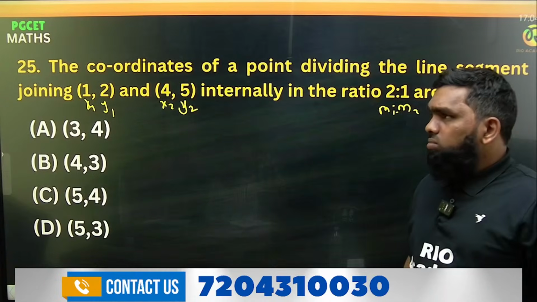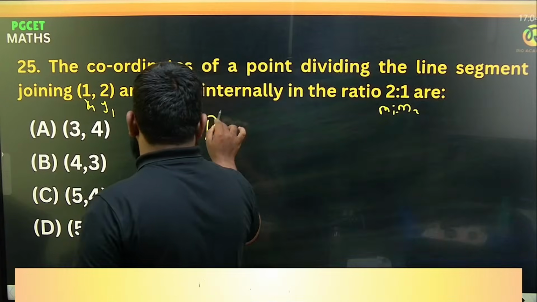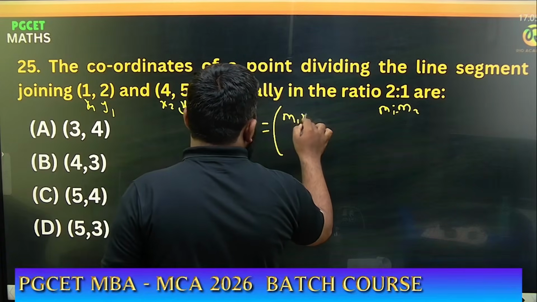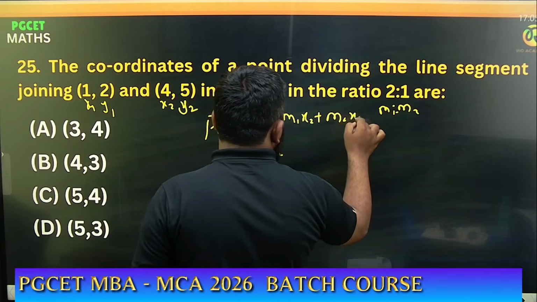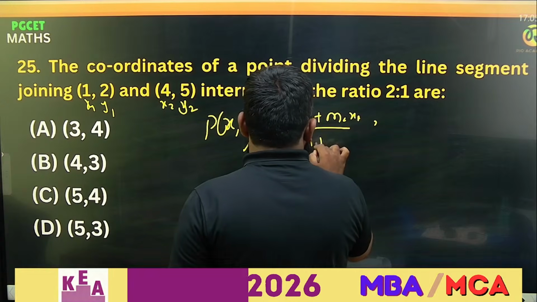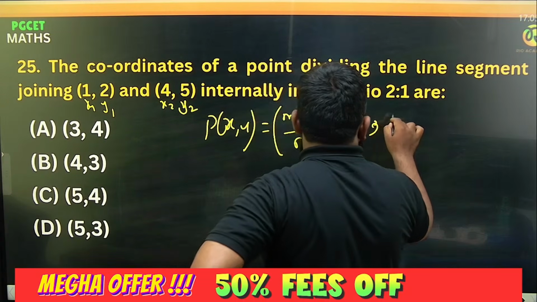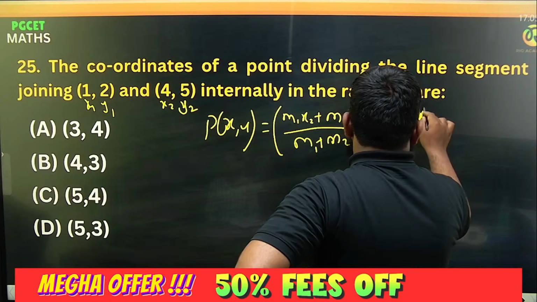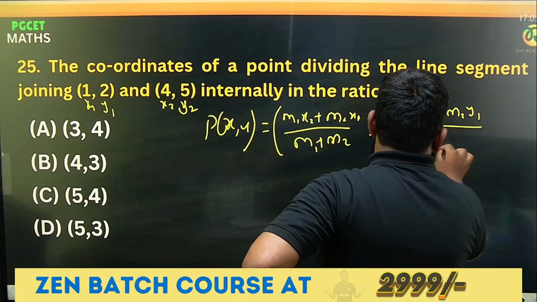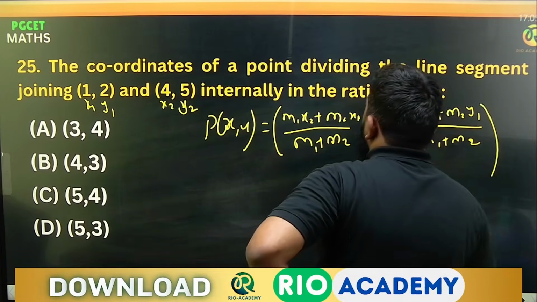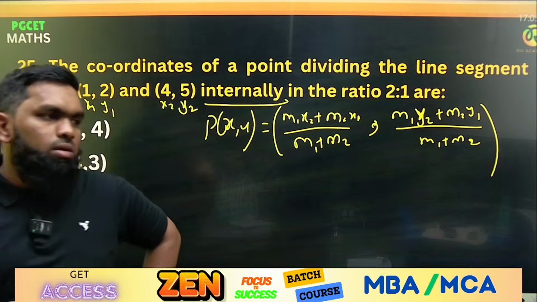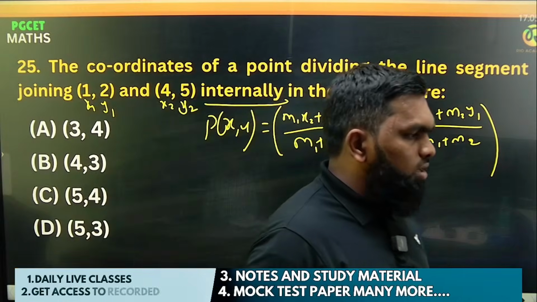Tell me the answer. Section formula: I am going to also write P of (x, y) is equal to (m1 into x2 plus m2 into x1) divided by (m1 plus m2), comma, next (m1 into y2 plus m2 into y1) divided by (m1 plus m2). Okay, this is the formula for internal division only. The external formula is different.